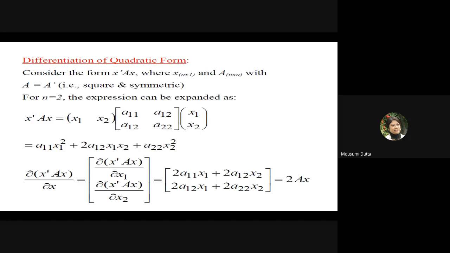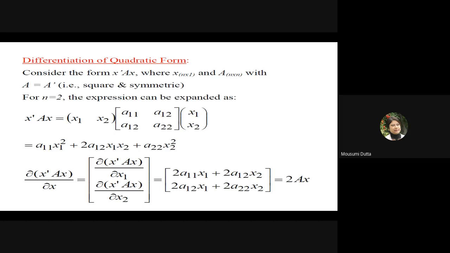Now A is a symmetric matrix, that indicates A is equal to A transpose. Now I am considering a very simple case to understand the logic of differentiation, or the steps of differentiation. I am considering A of order 2, a 2 by 2 symmetric matrix having the elements A11, A12, A21, or A12, symmetric, so A21 can be replaced by A12, and A22. So it is a symmetric matrix A11, A12, A12, A22.